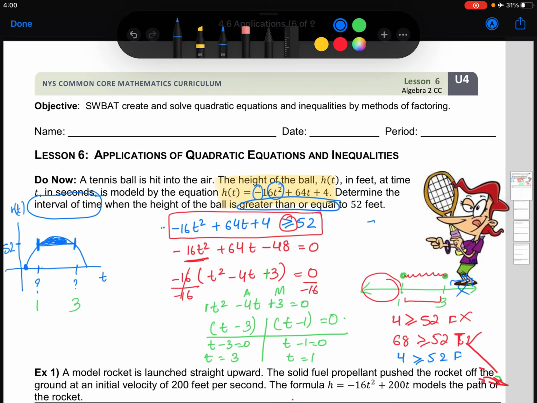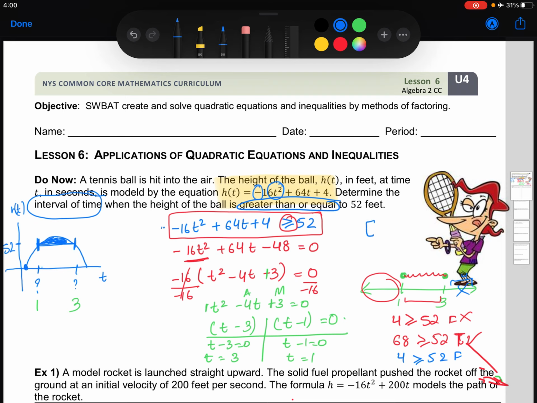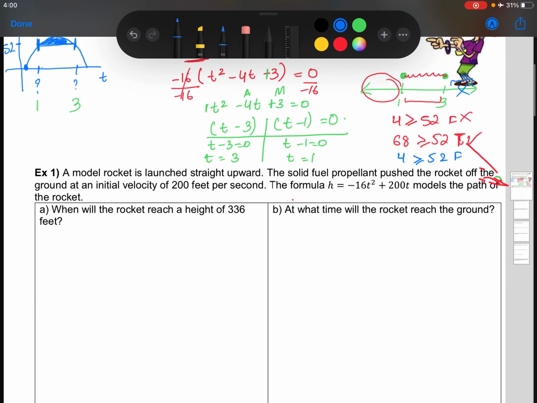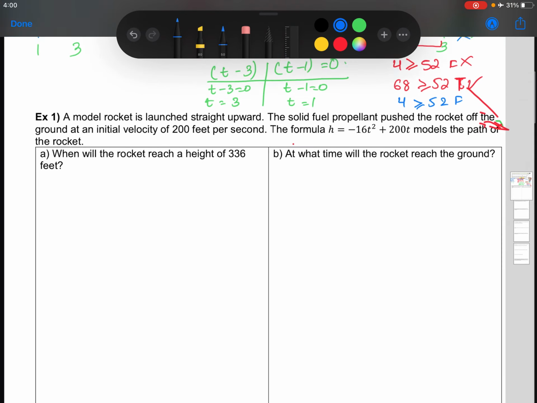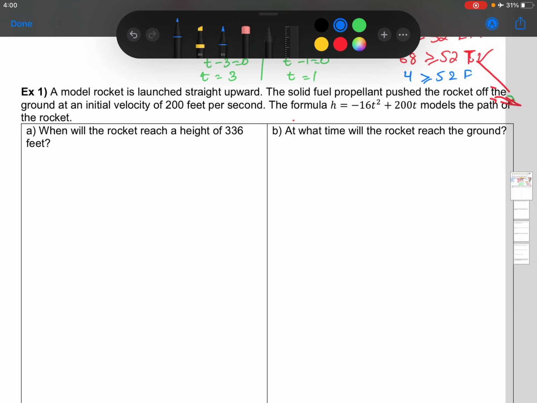So I want to write my final answer as the interval, it's 1 comma 3. So any time between 1 to 3 seconds, both included, the height of the ball will be greater than or equal to 52. So we're doing the same idea. We always solve the quadratic the same way, but we need to set them up using either an inequality or an equal sign depending on the question.